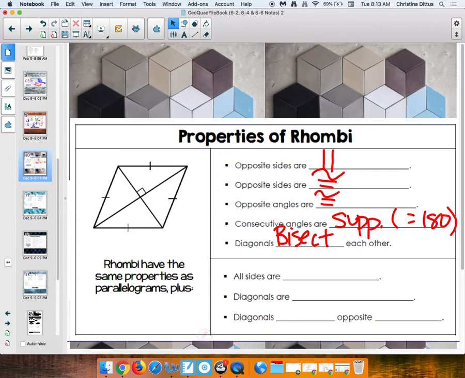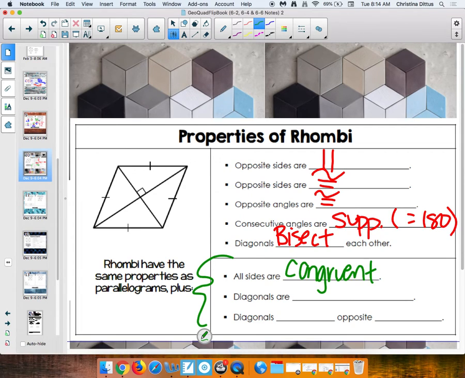So those are all the same as parallelograms and rectangles. Now we have these additional ones that make it a rhombus. In a rhombus, all your sides are the same. Every single side is congruent. So it's not just the opposite sides that are congruent, every single side is the same. So a rhombus is like a more general version of a square. The diagonals are perpendicular bisectors of each other.